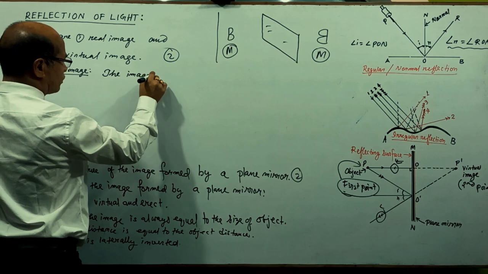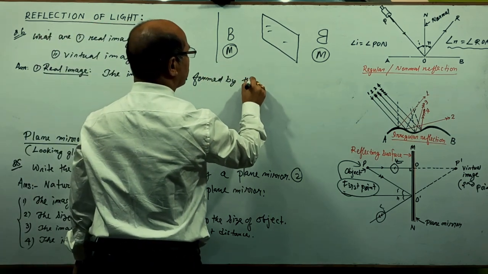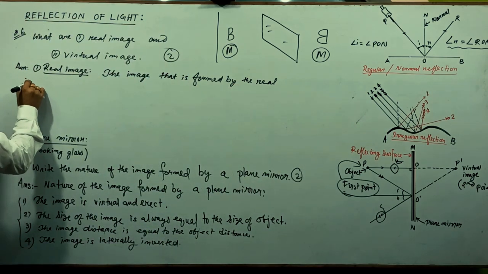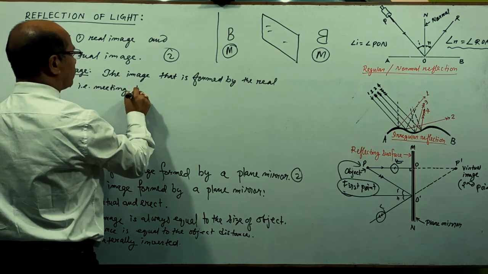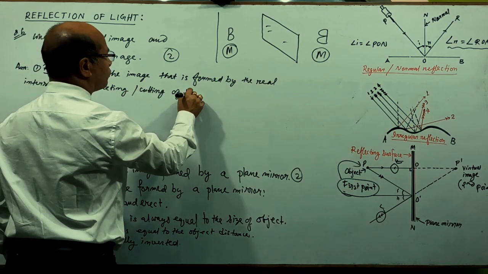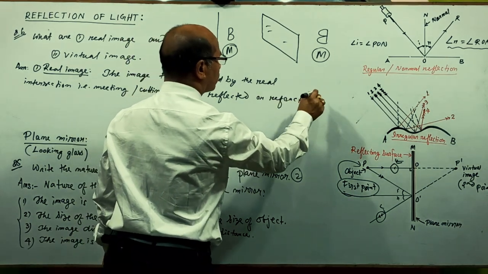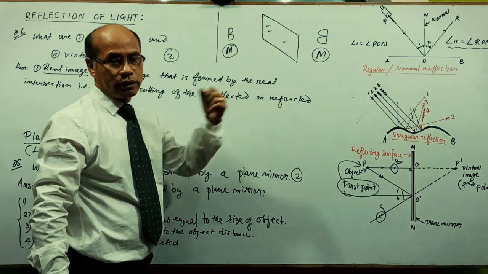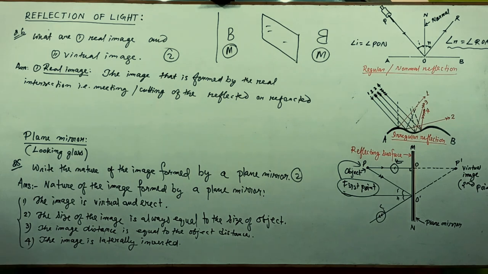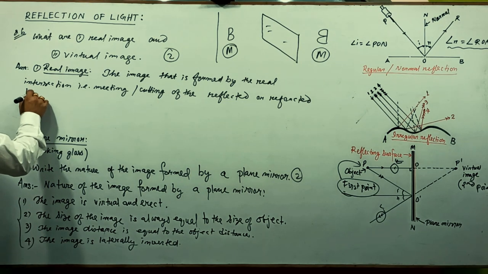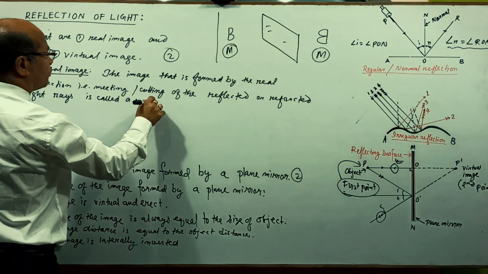The image that is formed by the real intersection, that is meeting, cutting of the reflected or refracted light rays, is called a real image.